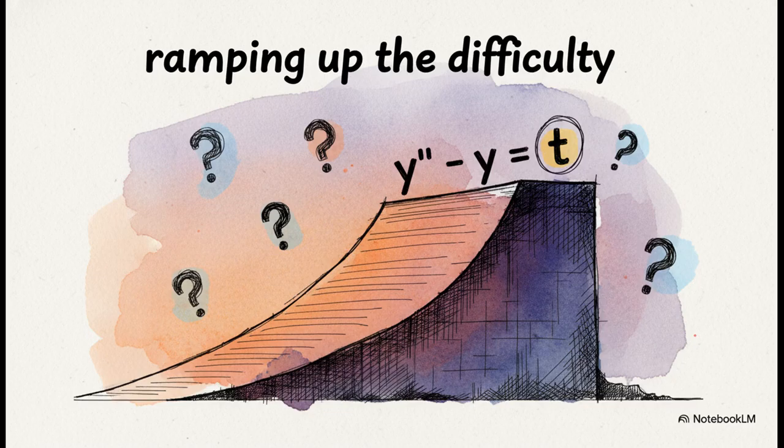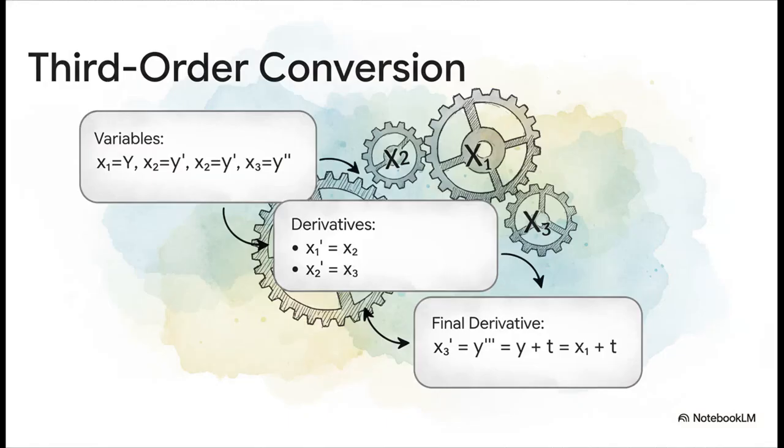Okay, let's turn the difficulty up a notch. Remember that problem from the very beginning? A third-order equation, and it's non-homogeneous because of that little t hanging out on the right side. So, the big question is, does our recipe still hold up? Let's find out. We just followed the exact same steps.